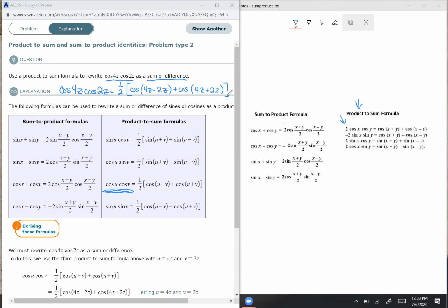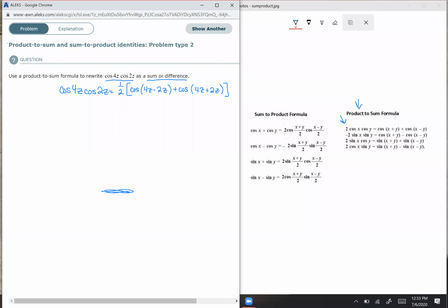So let's double check, make sure we're looking at the right line. We got all the pluses and minuses in the right place. We're on cosine, cosine. We've got cosine plus cosine. In here we have the minus and then the plus. So that's what we're going to use. So let's simplify this. I've got the 1/2 out here. 4z minus 2z is just 2z. 4z plus 2z is 6z.